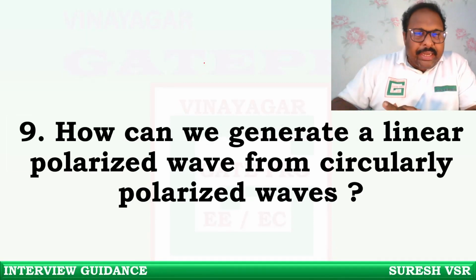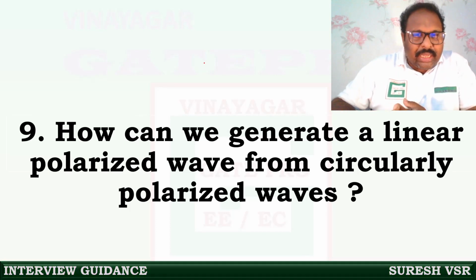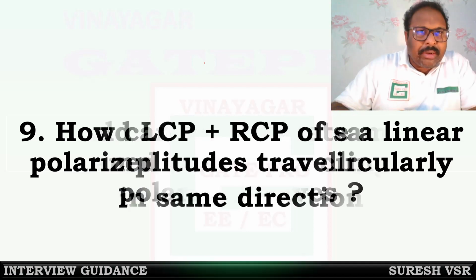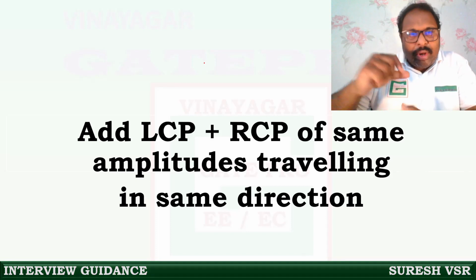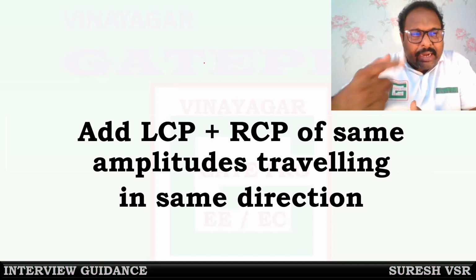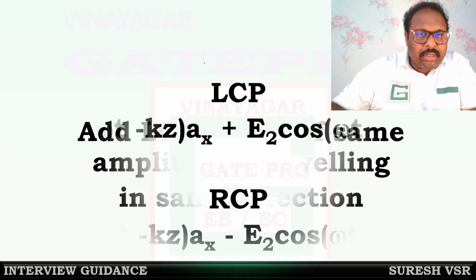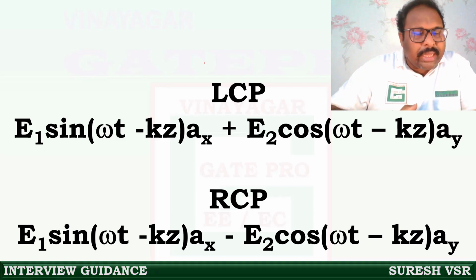How can we generate a linear polarized wave from a circularly polarized wave? If I've got a circularly polarized wave, how do I get a linearly polarized wave? Very simple. You have to add a left circular and right circular polarization of equal amplitudes and traveling in the same direction. Something like this. Look at a left circular polarized wave, for example, with even amplitude sine, E2 amplitude cos in x and y directions.